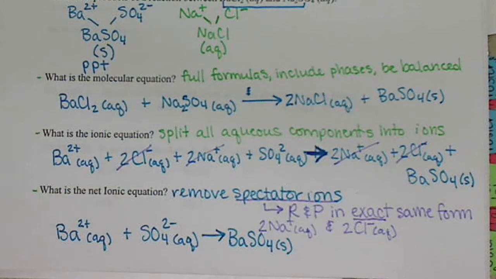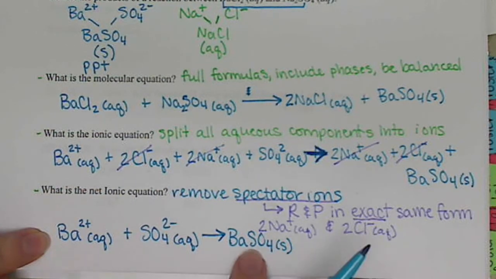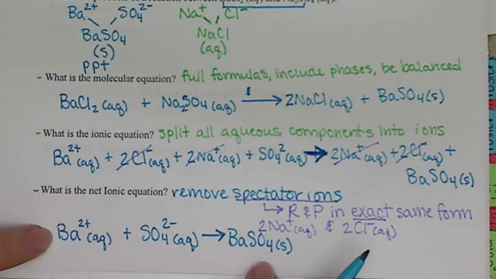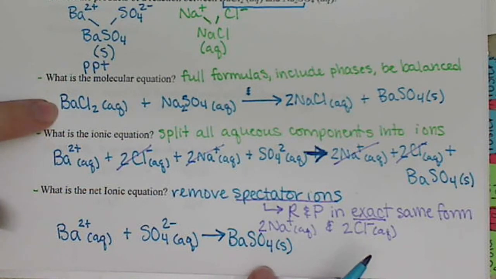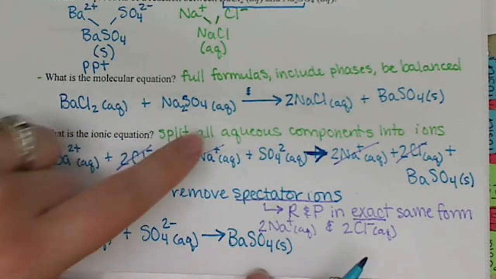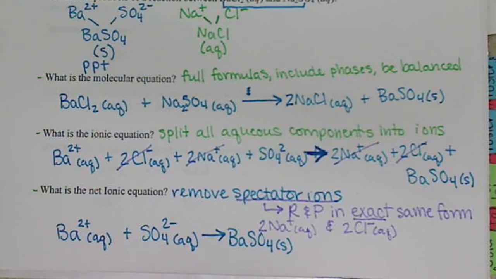So depending on what we're trying to look at, sometimes our net ionic equation is more helpful for us because it just tells us the specific chemistry of what's going on. Our ionic equation helps us get to the net ionic equation. And our molecular equation tells us the entire picture. So what we're starting with chemically, barium chloride and sodium sulfate, this tells us the whole picture of what's going on.